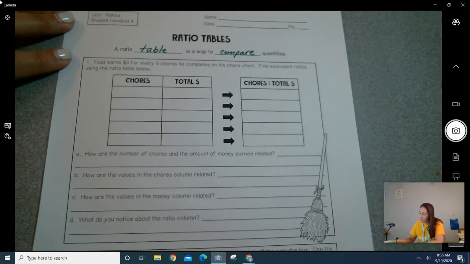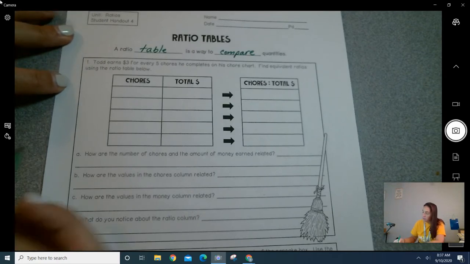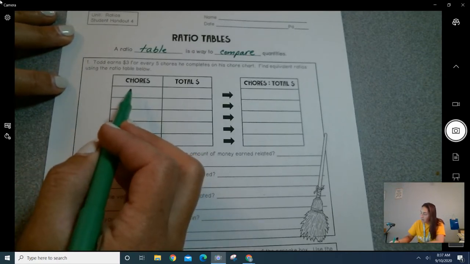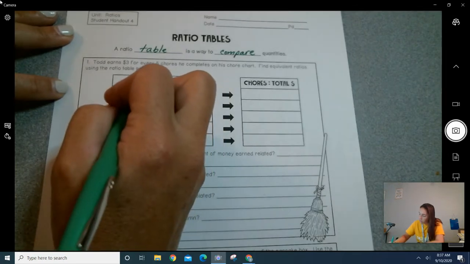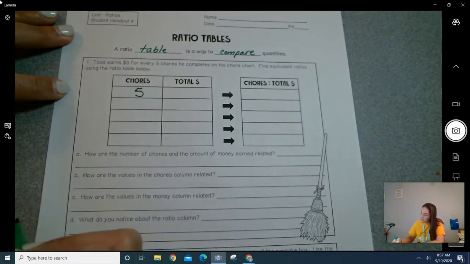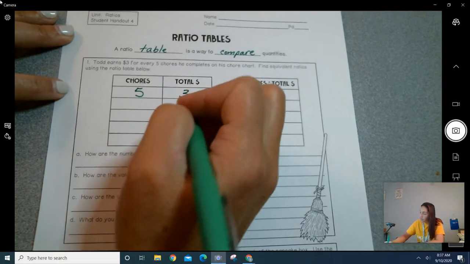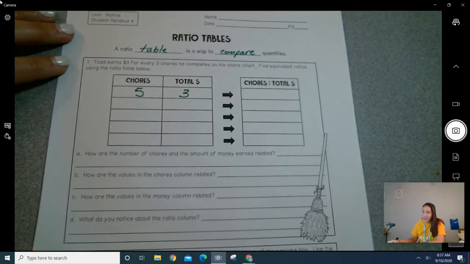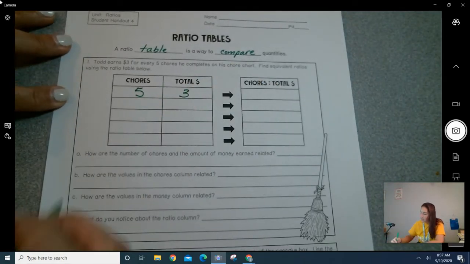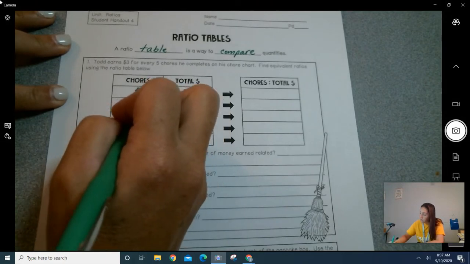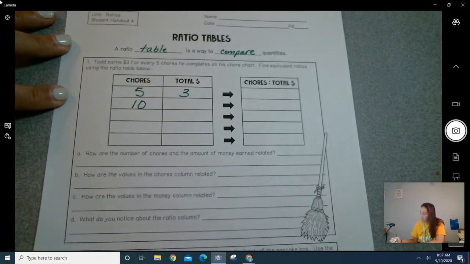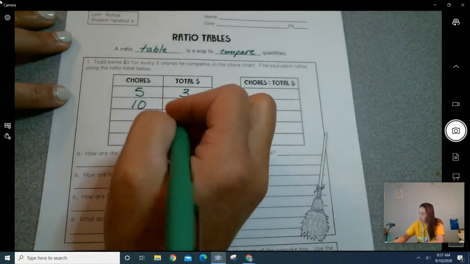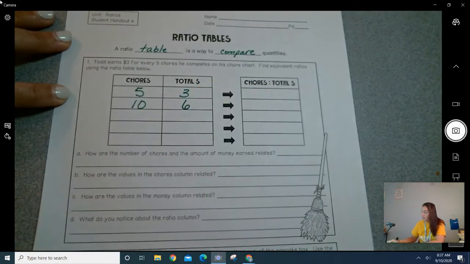Well, if we're talking about chores, we know that he earns $3 for every 5 chores. So one thing we can do is go ahead and mark down that ratio. So if he does 5 chores, he earns $3. Well, the next ratio that I know is if he does 10 chores. Okay? If he does 10 chores, then he's going to get $6.